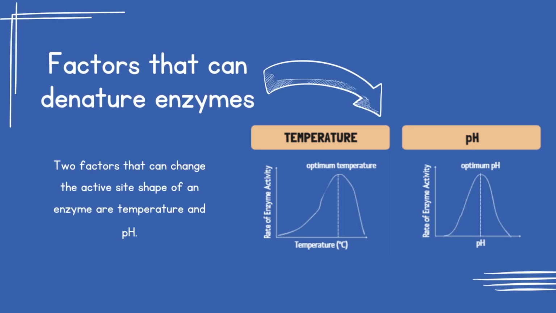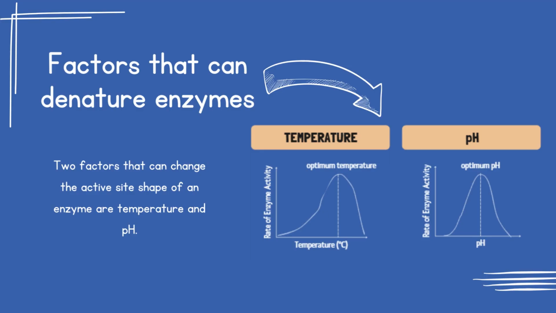Two factors that can change the active site shape of an enzyme are temperature and pH. When we increase the temperature of a substance, we increase the kinetic energy. This kinetic energy increases the number of successful collisions between the enzyme and the substrate. Up to a point, the enzyme has an optimum temperature at which it will work.